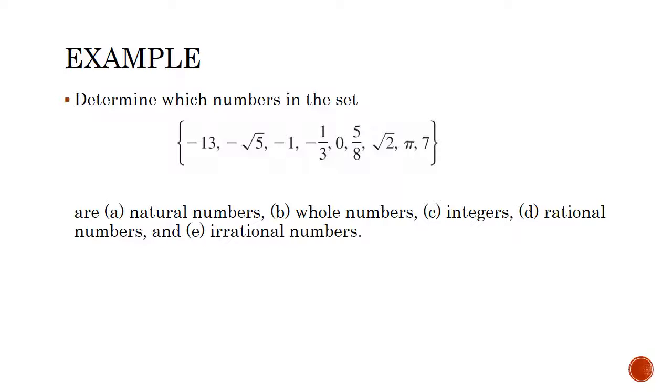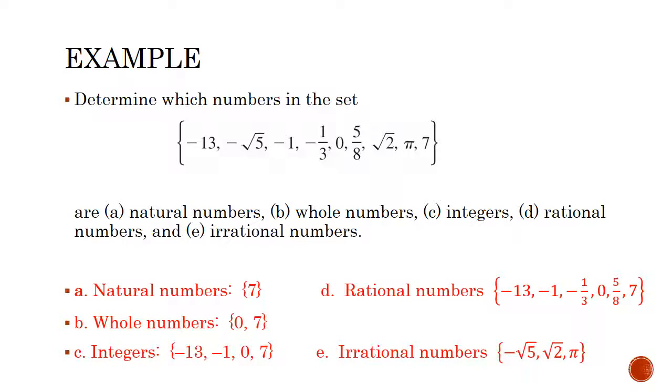Okay, the answer. Natural numbers would only be 7. Remember, natural numbers do not include zeros, negatives, or fractions. B, the whole numbers would be 0 and 7. Integers, we're going to include the negatives now: -13, -1, 0, and 7. The rationals, all of them except the square roots and pi are going to be our rational numbers. And then finally, the irrational will be negative square root of 5, square root of 2, and pi.